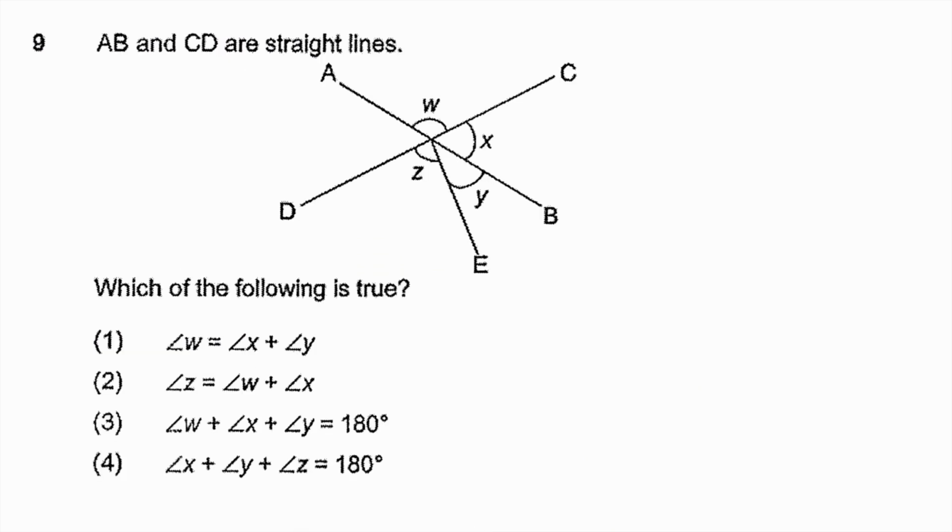So given this diagram, I will highlight the straight lines, and here we go. And which of the following is true? So if you look at this as the straight line, then this entire x, y, and z should add up to 180, and that is number 4.